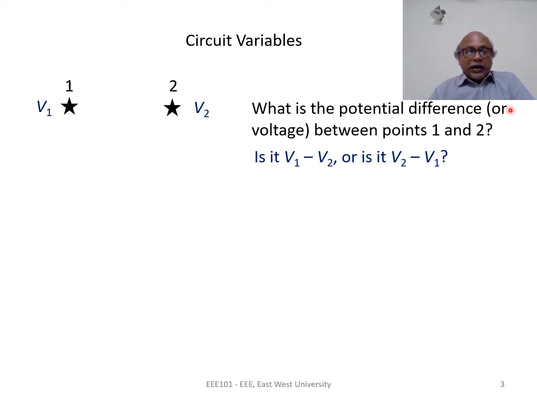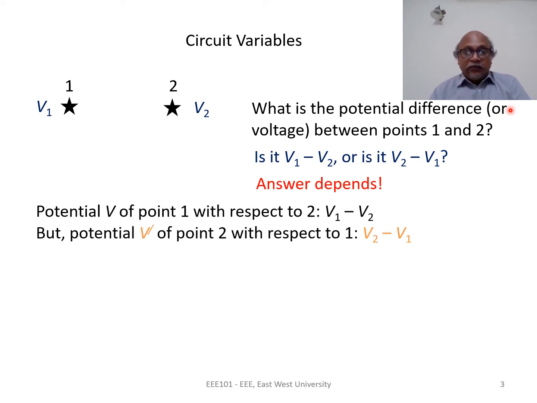To remove that ambiguity, we will be more precise in asking the question. If I ask, what is the potential of point 1 with respect to point 2, and if I call that potential V, V is equal to V1 minus V2. On the other hand, if I ask, what is the potential of point 2 with respect to point 1, and if I call that potential V prime, then V prime is V2 minus V1.